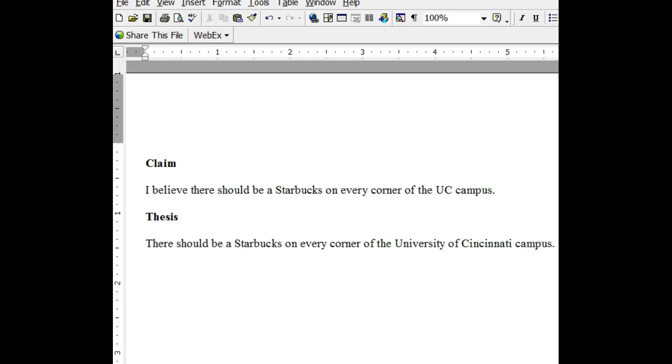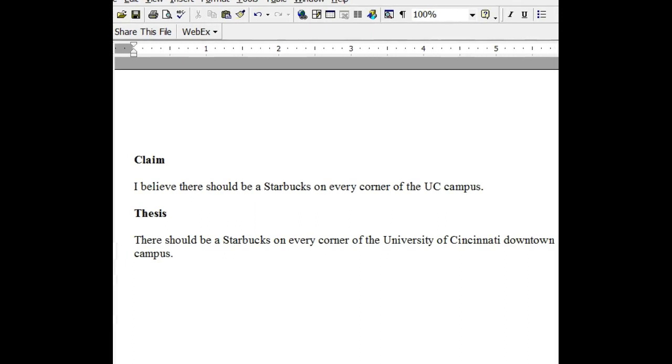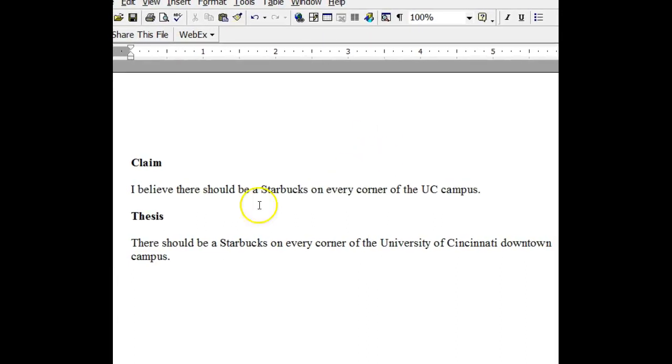Okay, that's a little bit better, isn't it? But we could be more specific, because aren't there different places? Aren't there different locations for the University of Cincinnati campus? There's Blue Ash, there's downtown, there's other ones I can't think of right now. So let's say downtown. There should be a Starbucks on every corner of the University of Cincinnati downtown campus. Let's see if I can move this over a little bit more for you. There. Alright.